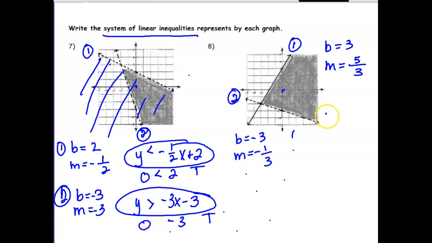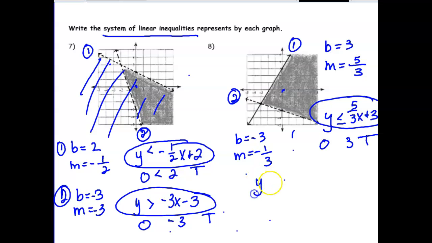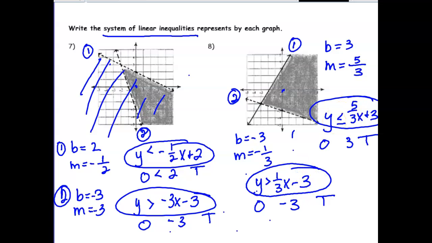So for number 1, we've got y and 5/3 x plus 3. We want (0, 0) to be true, so 0 and 3 needs to be true, which would make 0 less than, and since it's a solid line, less than or equal to. So there's the first one. Then the second one, we've got y and 1/3 x minus 3. When I plug in (0, 0), that needs to be a true statement, so 0 is going to be greater than. These two would represent the system of inequalities.